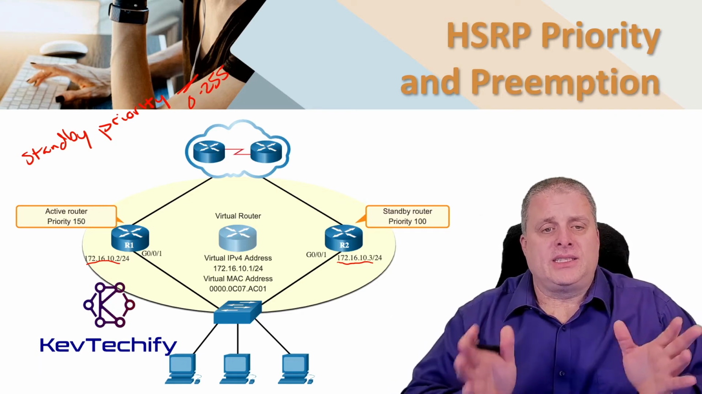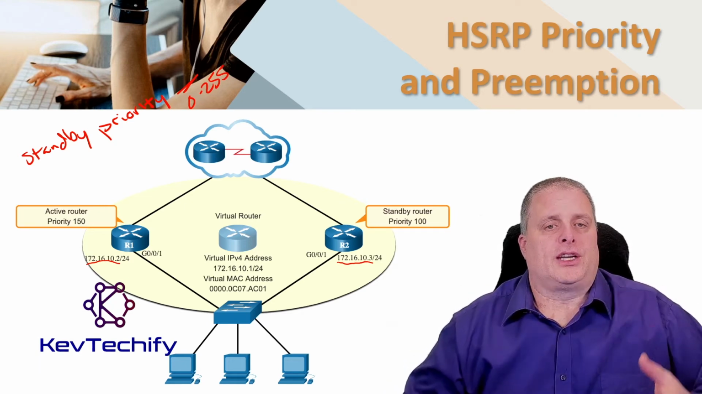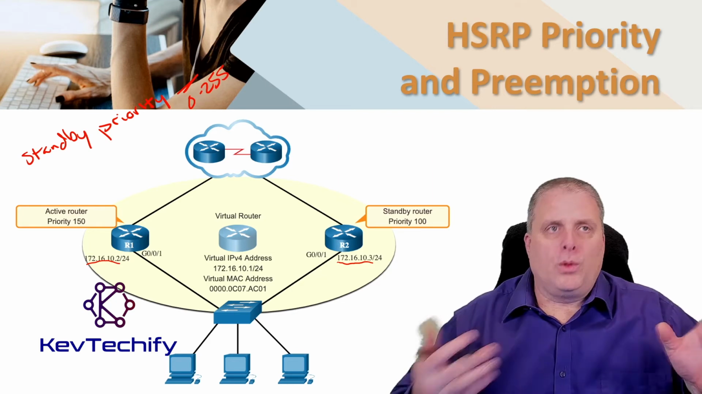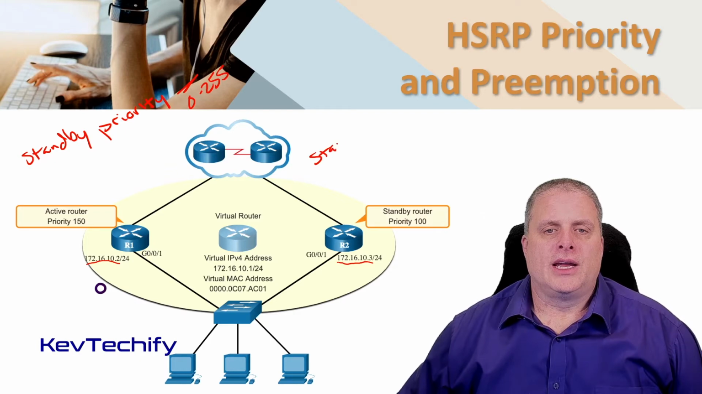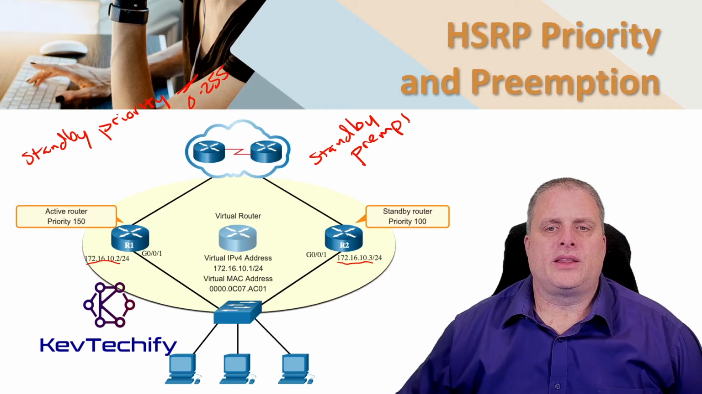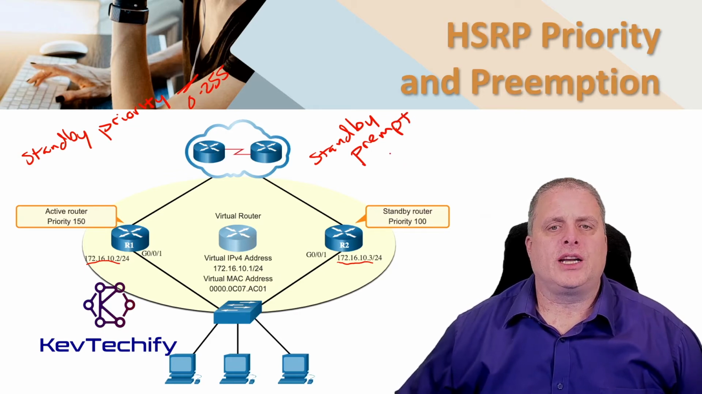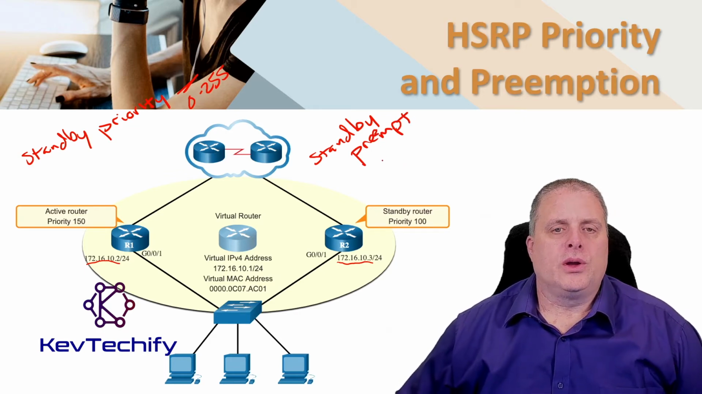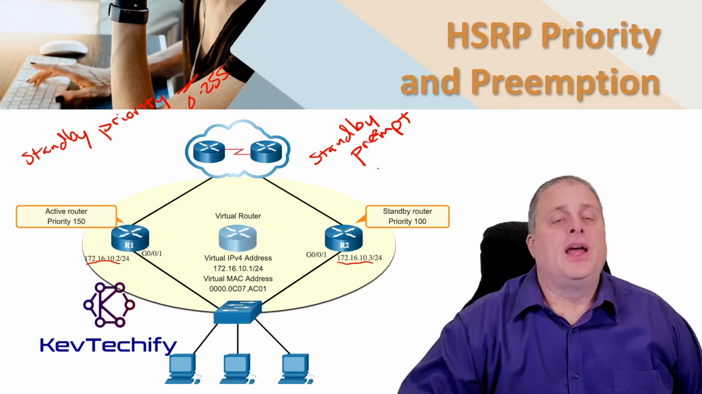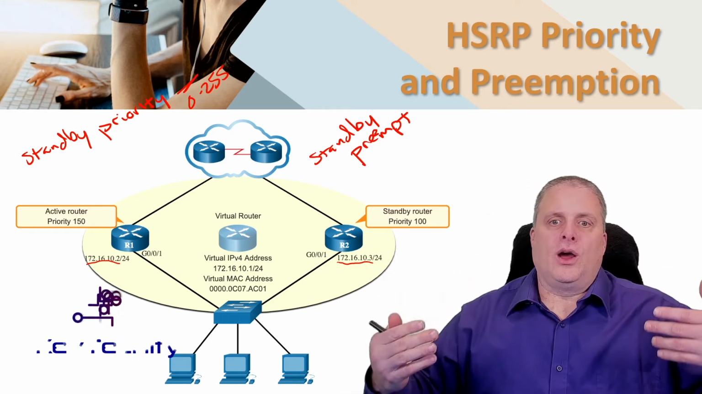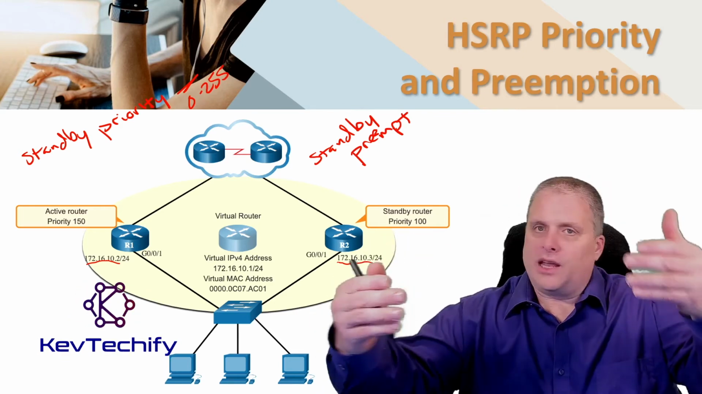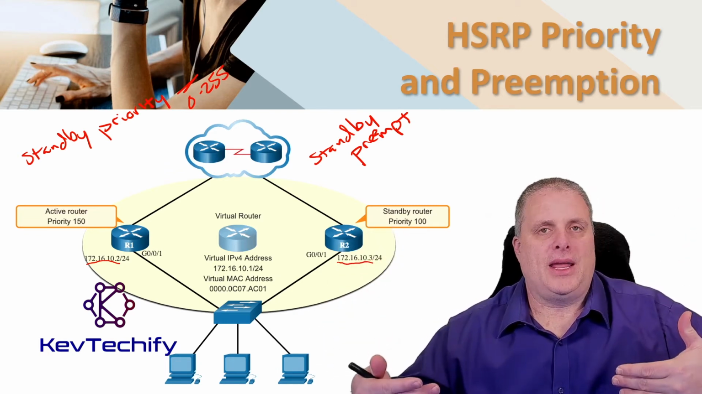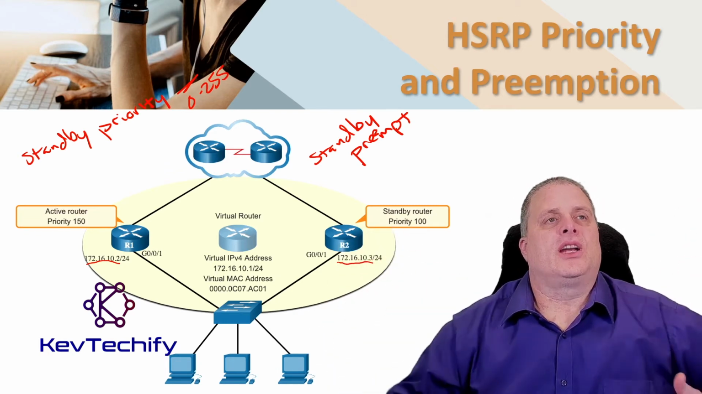But we can say, okay, we want to preempt the election. We want to make a new election happen. And what we have to do is go into the interface, and from here we can enter the command on the interface, standby preempt. And what that does is it's going to force the election process to happen, and it's going to say, okay, the highest priority, you are now the active. And once again, if all the priorities are equal, it's going to go to the highest IP address, but it forces that election to happen.